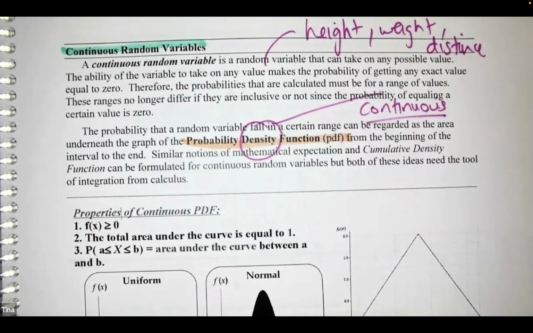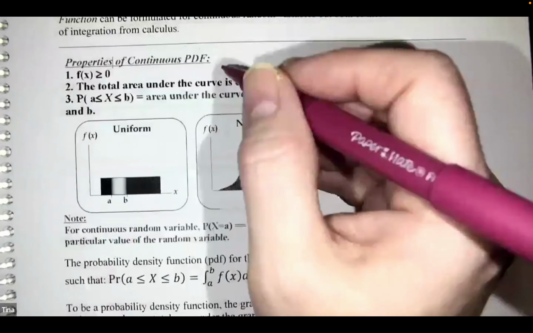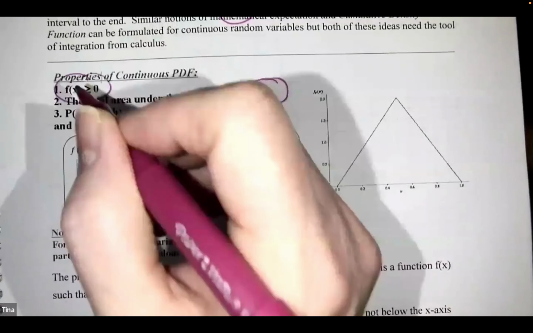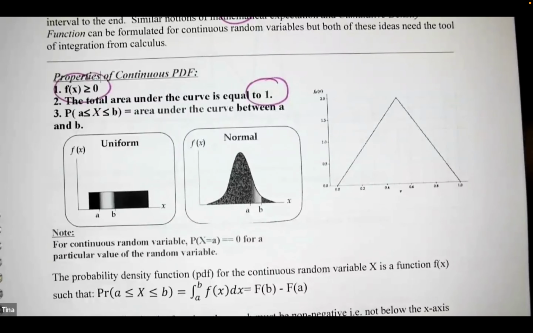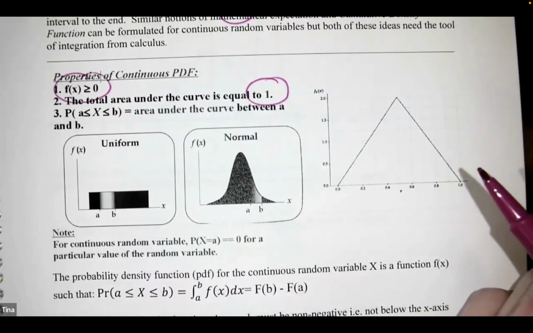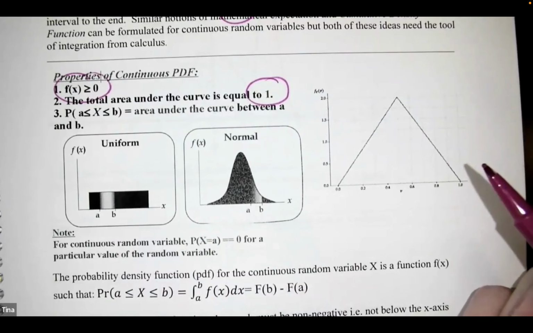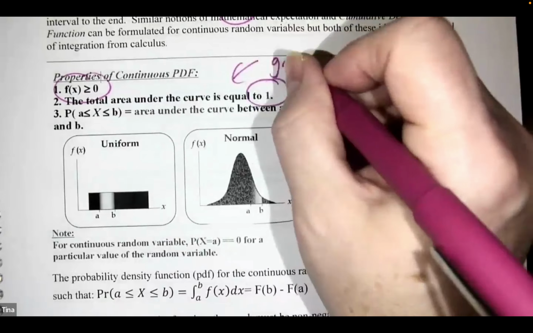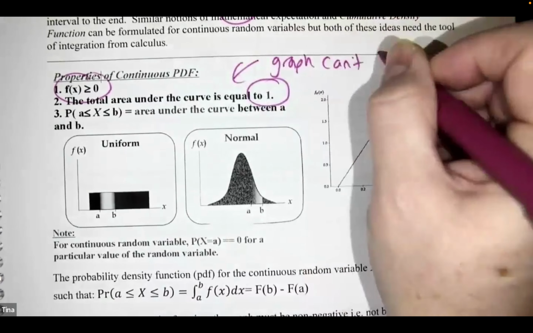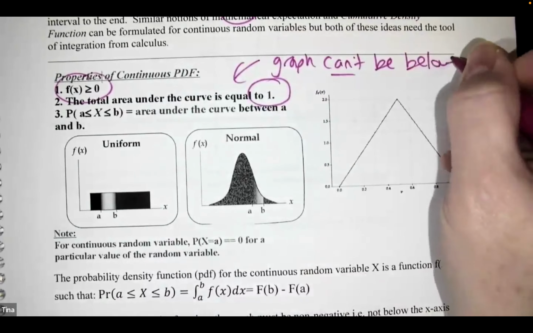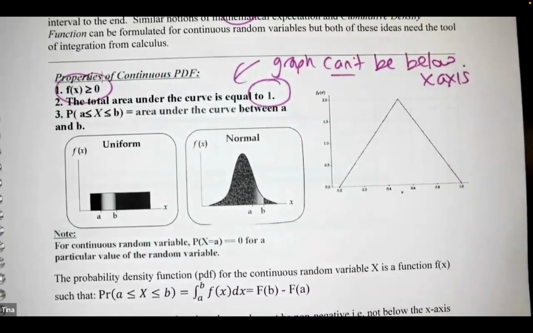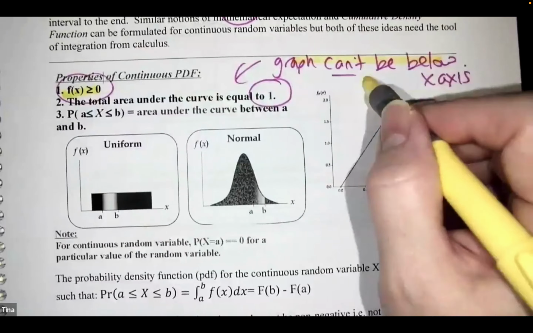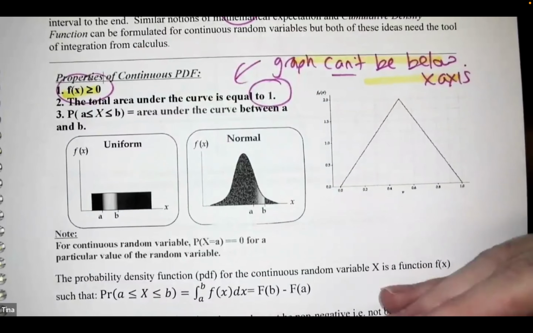So area is probability. So we still know that the total area under the graph has to be 1. We also know that our functions here have to be greater than or equal to 0, okay? So if you look at the graph, we can say, the graph can't be below the x-axis. That's what that f of x greater than or equal to 0 means, okay? We can't have the graph going under here.